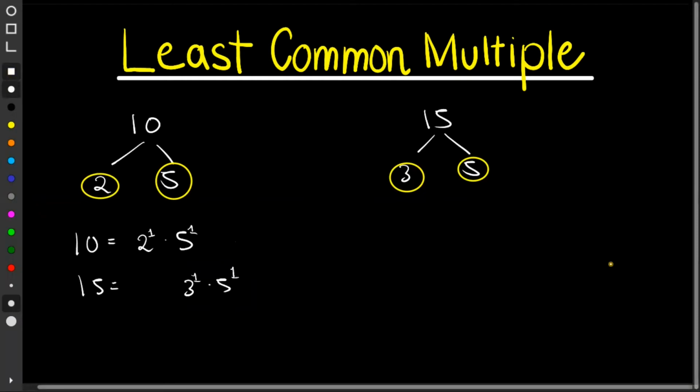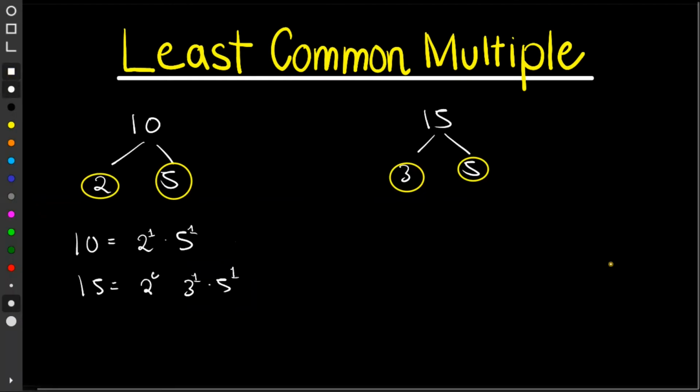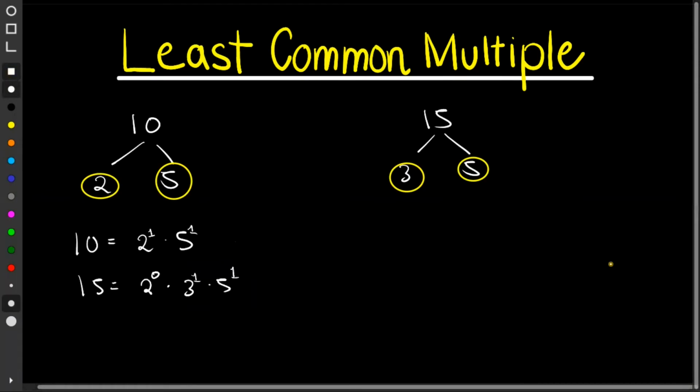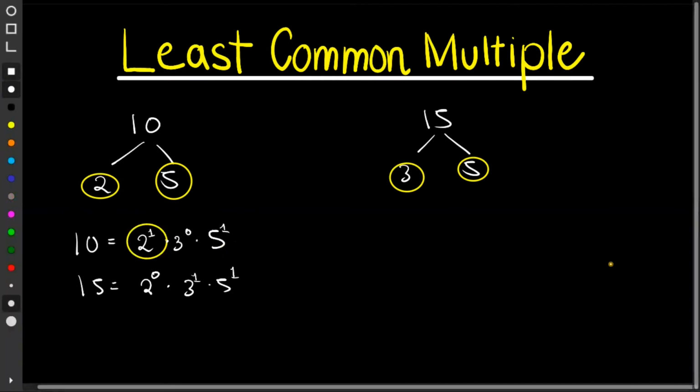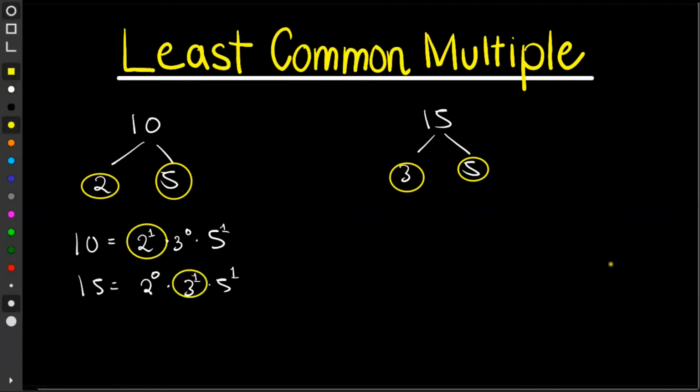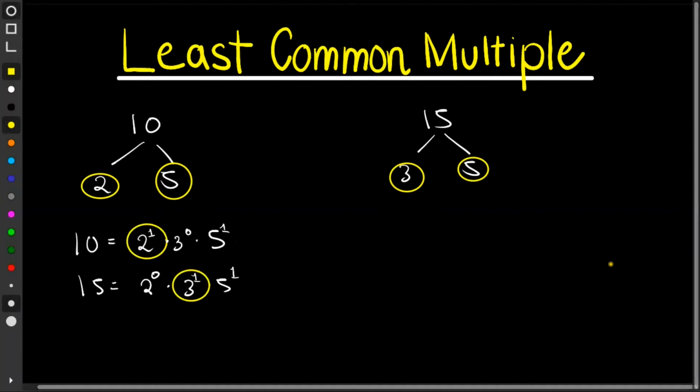15, although it does not have a factor of 2, we can write 2 as 2 raised to 0. So now if we compare, the 2 here has the higher exponent. So that would be our first factor for LCM later on. How about 3? Now we can do the same process. So this out here, we can multiply 3 raised to 0 out here. So that clearly we know that this is the factor that takes 3 raised to 1.